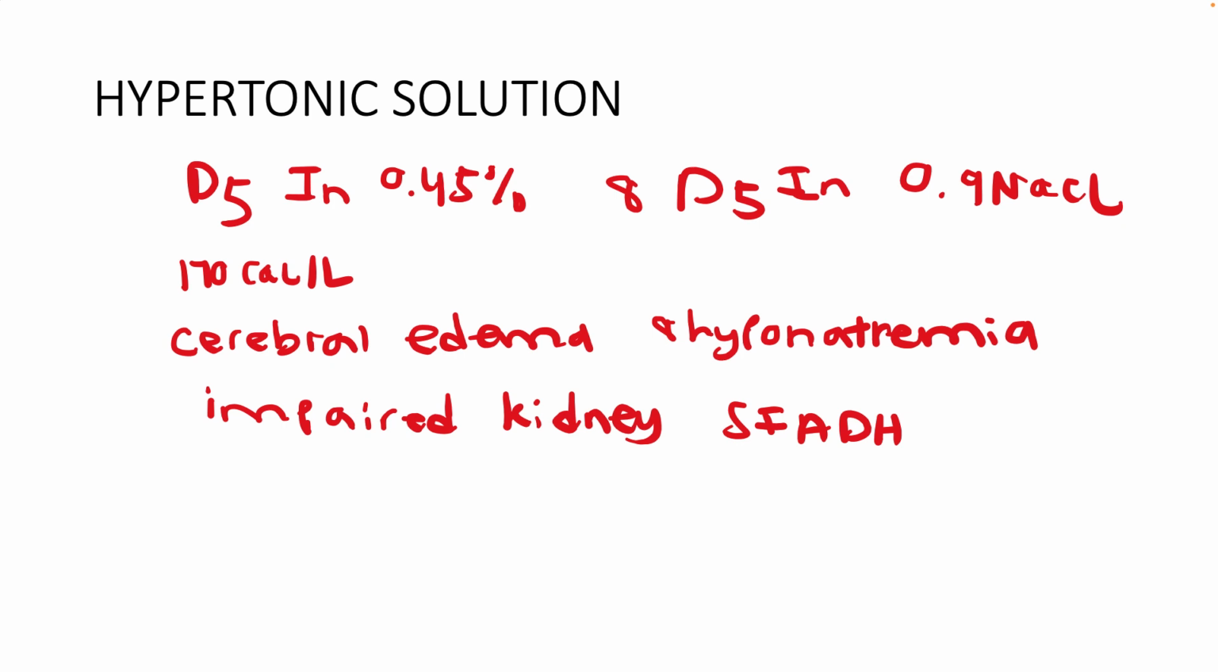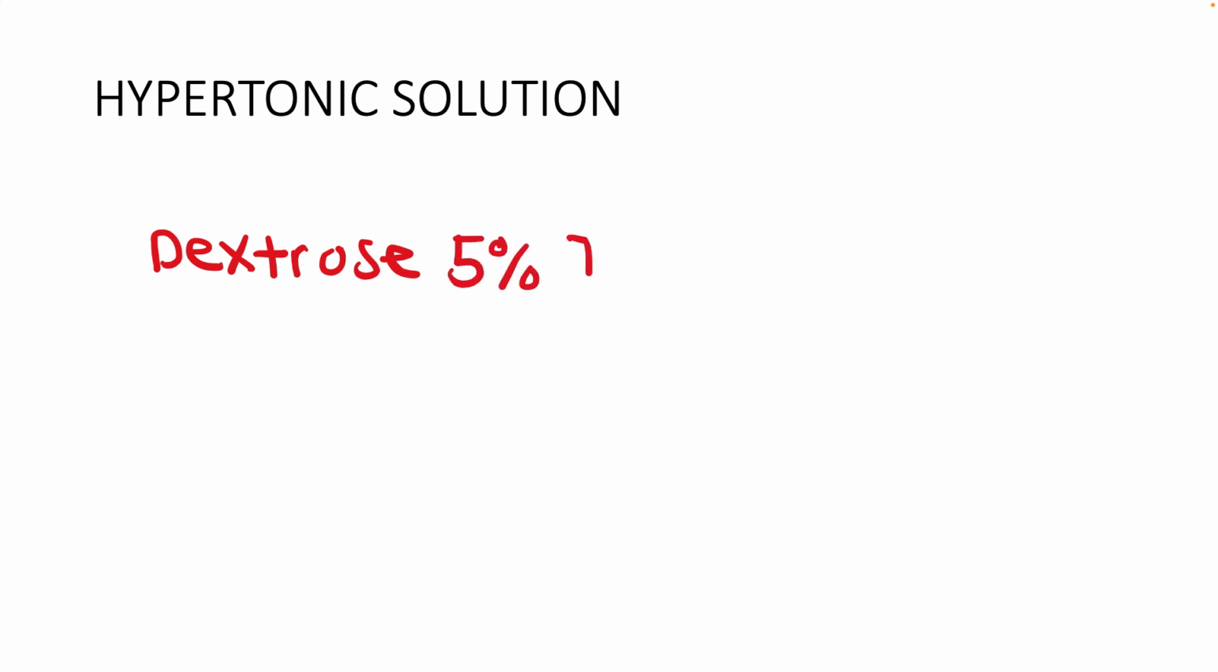However, there are some contraindications for the solutions. We cannot give this to patients with congestive heart failure because they're already experiencing fluid overload. So we will actually worsen it. So those are the things that we have to watch out for with both D5 in 0.45% and D5 in 0.9% sodium chloride. And the last one we're going to talk about is the dextrose 5% in lactated Ringer.